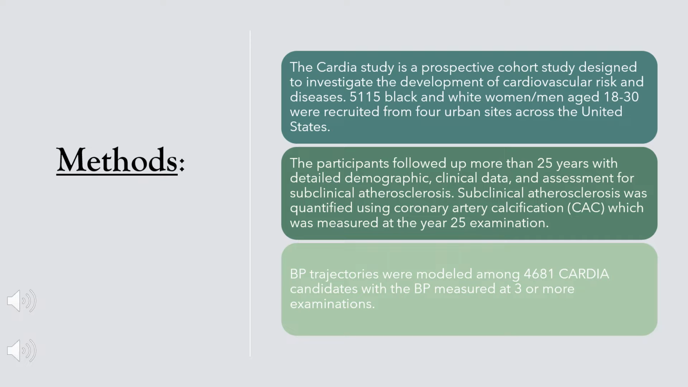The method states the CARDIA study is a prospective cohort study designed to investigate the development of cardiovascular risk and diseases. 5,115 black and white women and men aged 18 through 30 were recruited from 4 urban sites across the United States. The urban sites included Birmingham, Alabama, Chicago, Illinois, Minneapolis, Minnesota, and Oakland, California. The participants were followed up for more than 25 years with detailed demographic and clinical data, and assessment for subclinical atherosclerosis.